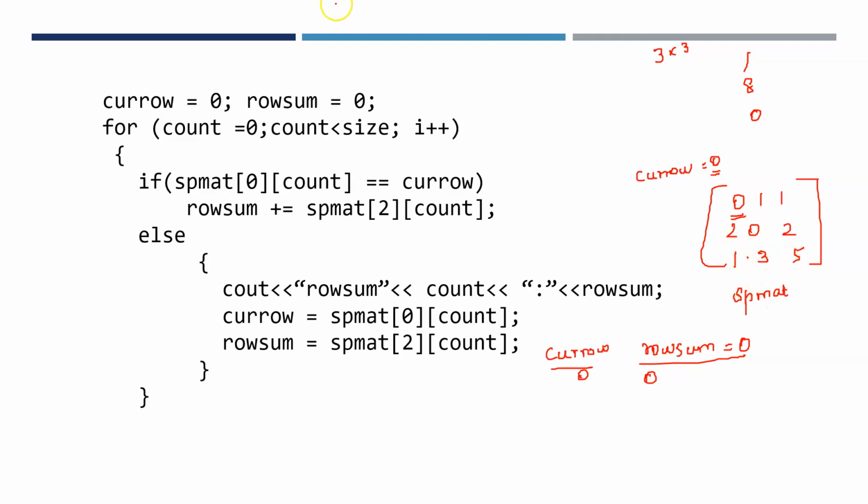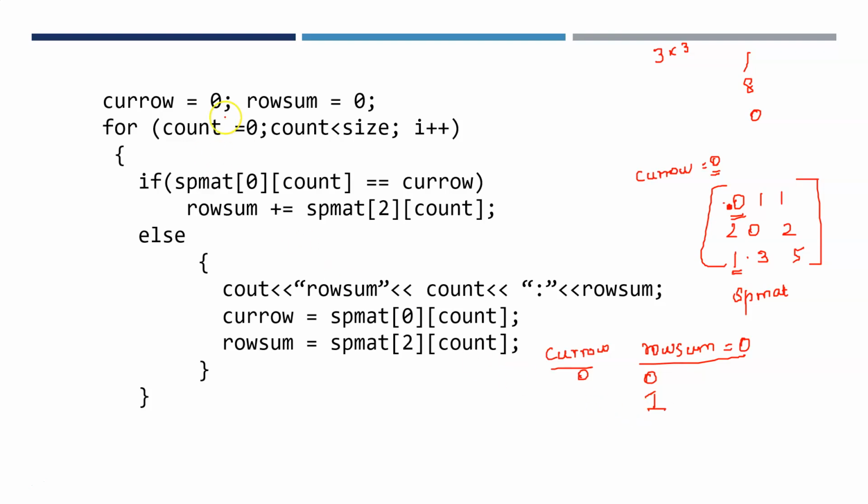Now my scanning starts with all the non-zero values. In the previous method we had 2 for loops, but in this we have only 1 for loop, so minimizing the time. I am scanning the first non-zero element and looking at this one. If it is equal to the current row, yes, it is equal, so I am adding my value to the row sum. Already my row sum is 0 here. Now I am adding this 1 here, so now my row sum becomes 1.